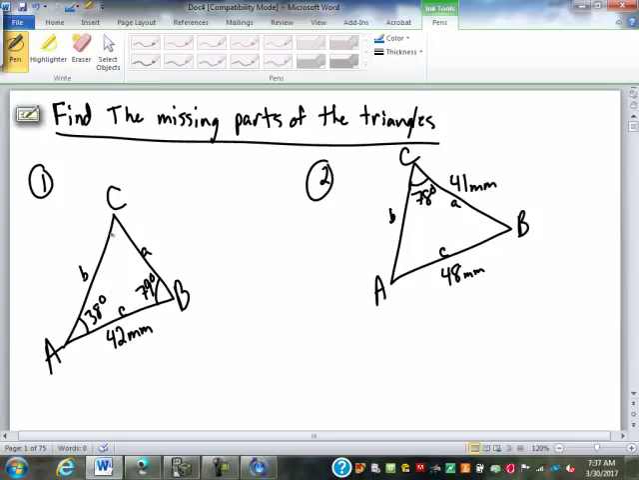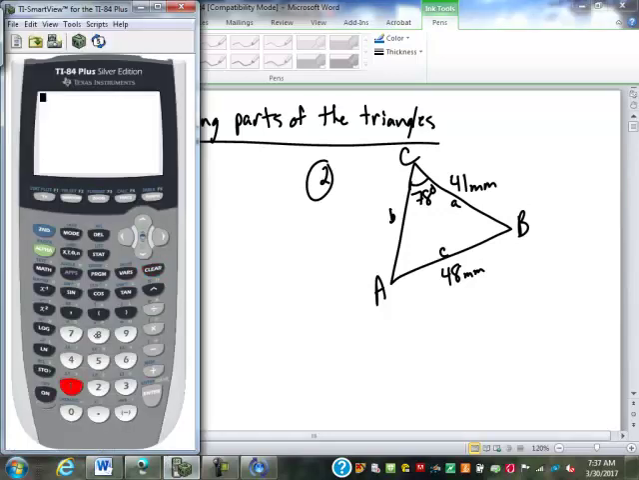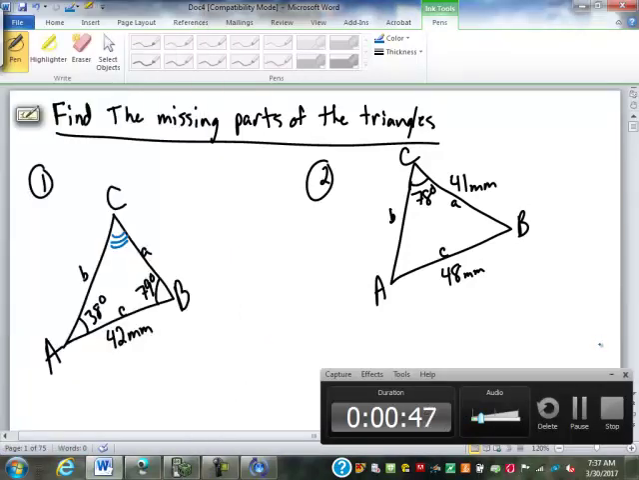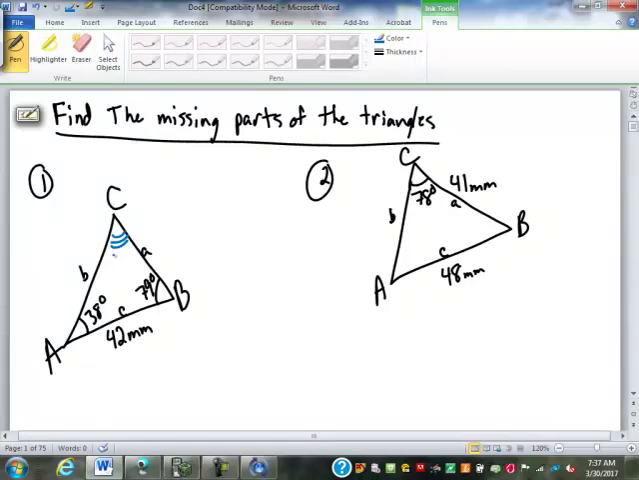So the first thing I'm going to do is find my third angle here. I'm going to find that, of course, by subtracting those from 180. So it's going to be 180 minus 38 and 79. That's 63, so it's 63 degrees there. Just because that's an easy piece to come up with, because it's just a simple subtraction.